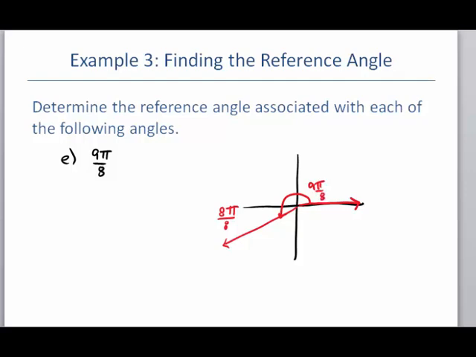Now, where's your reference angle? Your reference angle is going to go from the terminal side to the closest x-axis. So your reference angle is going to lie right in here. And what's your difference between 9 pi over 8 and 8 pi over 8? So that would mean that your reference angle is going to be pi over 8 when we subtract.